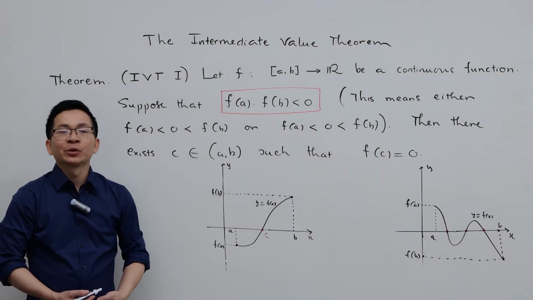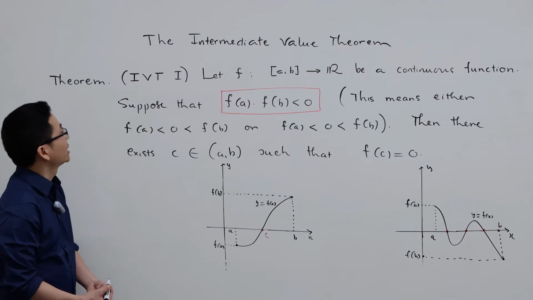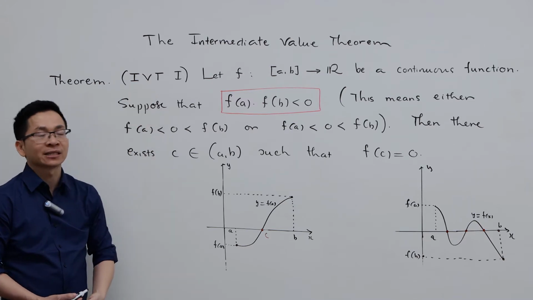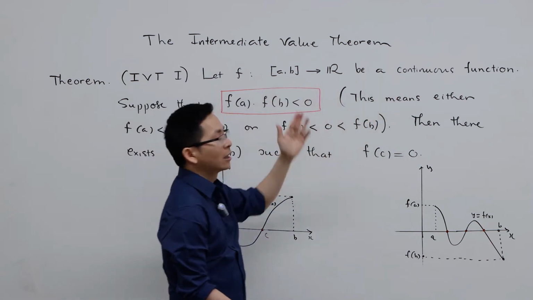In this video, I'm going to talk about the intermediate value theorem. The first version of the intermediate value theorem says that let f be a continuous function defined on the interval ab.